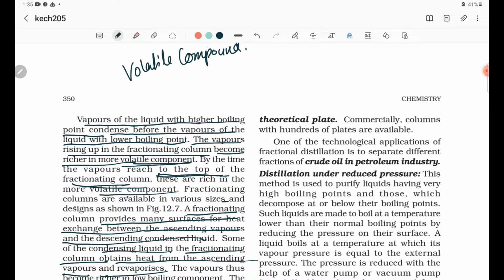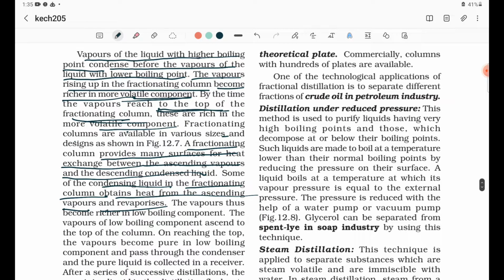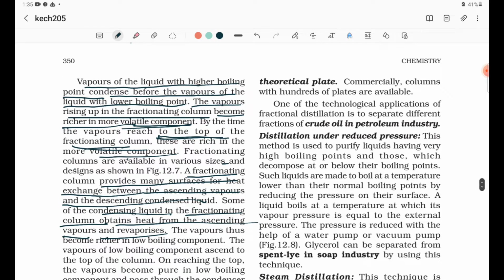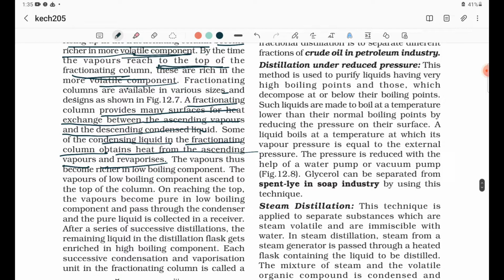Now fractionating columns are available in different shapes and sizes. I have made you understand this also. Now the fractionating columns provide many surfaces for heat exchange between condensed liquid and vapors. Now there are so many surfaces where they can absorb heat. So by obtaining heat from the ascending vapors, they revaporize. Now the vapors thus become richer in low boiling component. Now the vapors of low boiling component ascend to the top of the column.